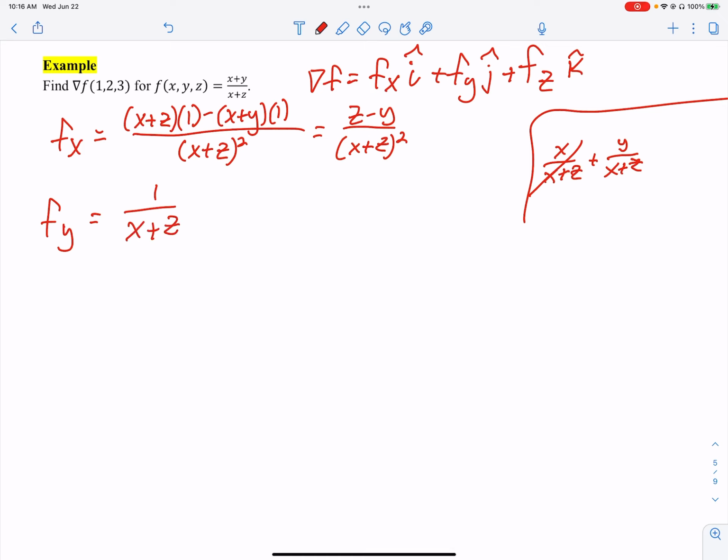It's like a constant times y, right? Like 3y, if I take the derivative, I get 3. Well, the constant here is just 1 over (x plus z) times y. It's the same thing as 3y, just a different constant that looks a little janky.